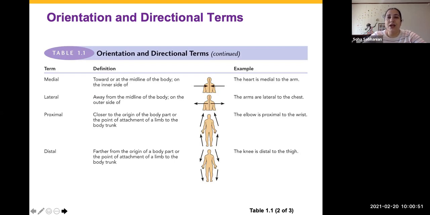So if I ask you guys, what is the relationship? Let me ask you this first. If I say, what is the shared point of attachment for my ankle and my knee?